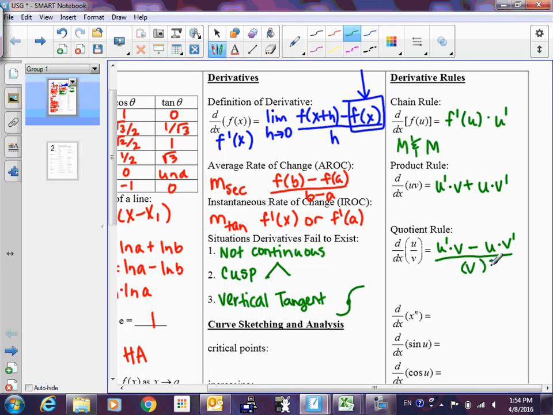I'm going to put v in parentheses squared there, just so it's clear, because a lot of times v is more than just one item, and if you don't put parentheses before the squared, it's going to affect your answer.